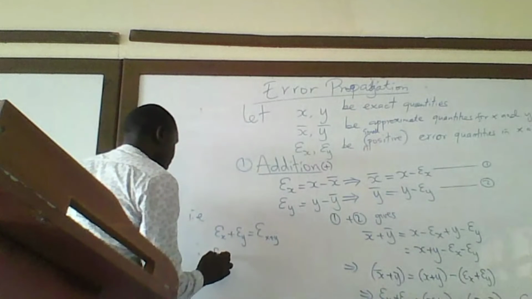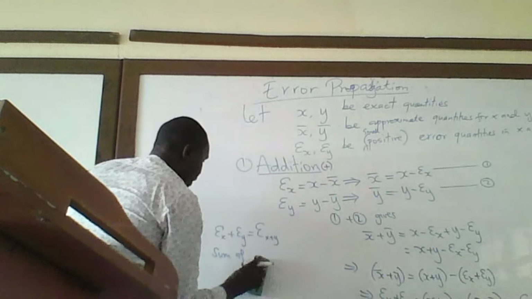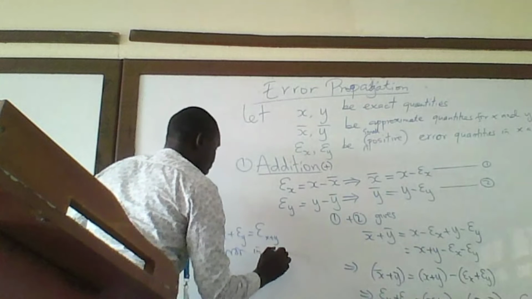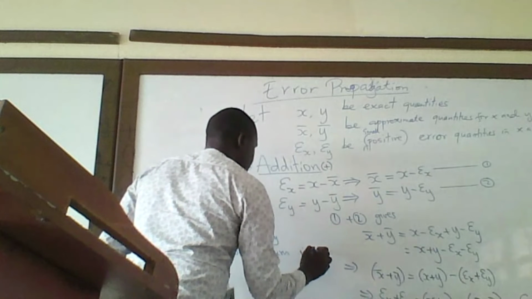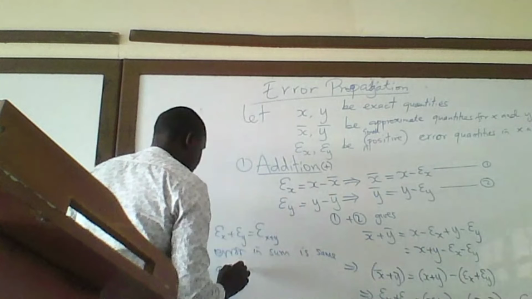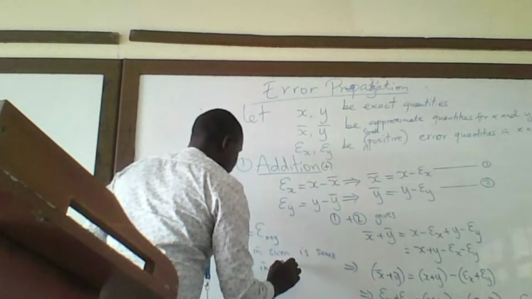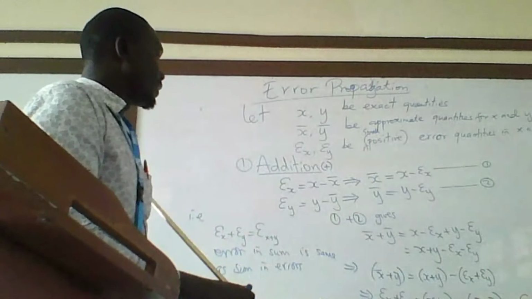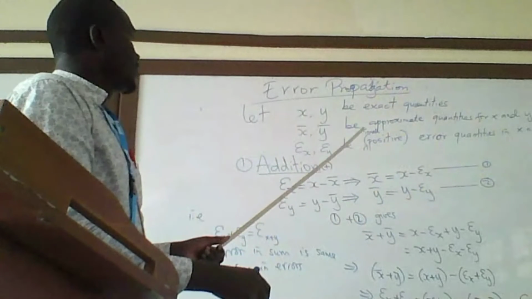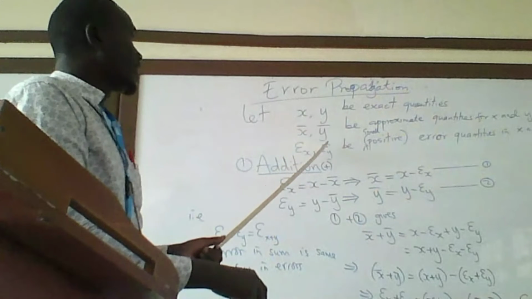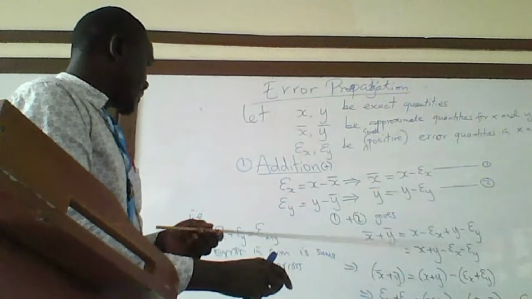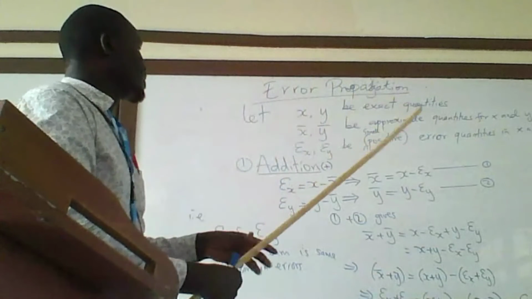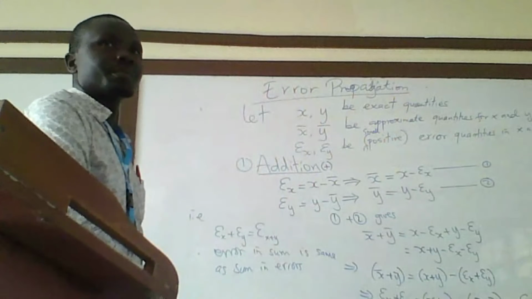So therefore, the error in sum is the same as the sum in error. Only that will make sense. If I know the error magnitude of x and the error magnitude of y, and I am asked to find the error in x plus y, it is as good as just adding the two errors. And remember, these are absolute values, these are positive values. That is the case.